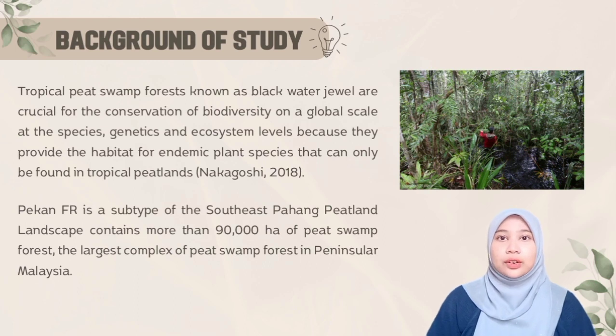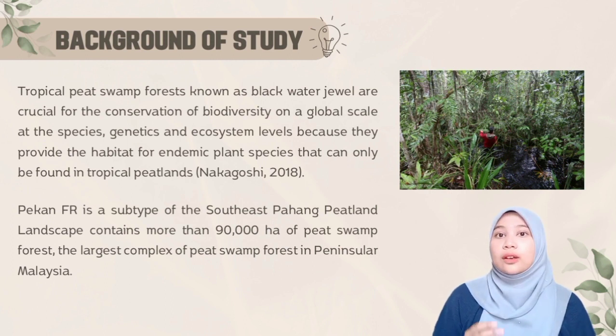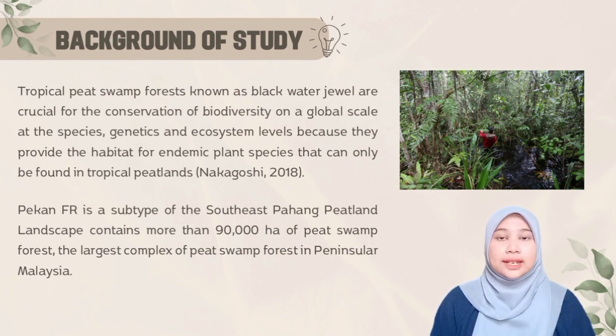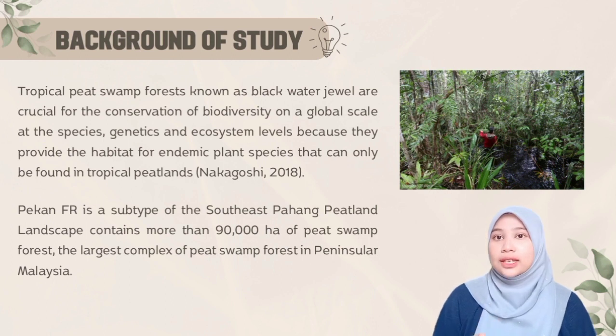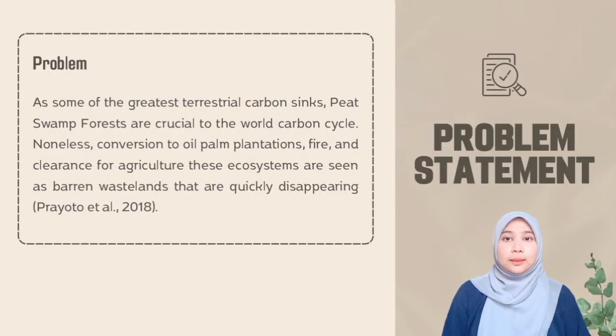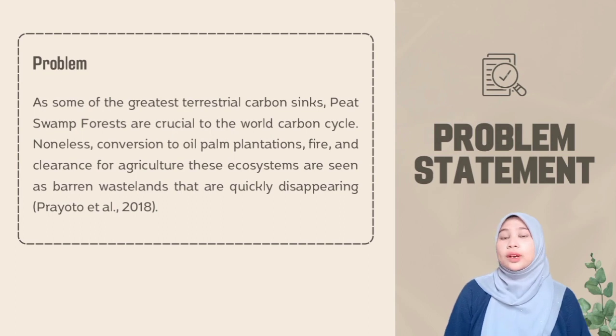Tropical peat forests, also known as black water jewel, are crucial for conservation of biodiversity on a global scale at species, genetic and ecosystem level because they provide the habitat for endemic plant species that can only be found in tropical peatlands. Pekan Forest Reserve is a subtype of southern Pahang peatlands landscape which span 230,000 hectares of land and contain more than 19,000 hectares of peat swamp forest, the largest complex of peat swamp forest in Peninsular Malaysia. This landscape is important for maintaining biodiversity and regulating water and climate. As some of greatest terrestrial carbon sink, the peat swamp forests are crucial to the world carbon cycle.